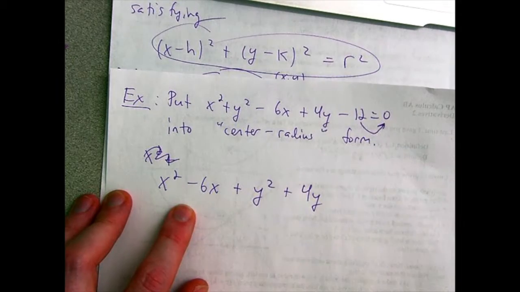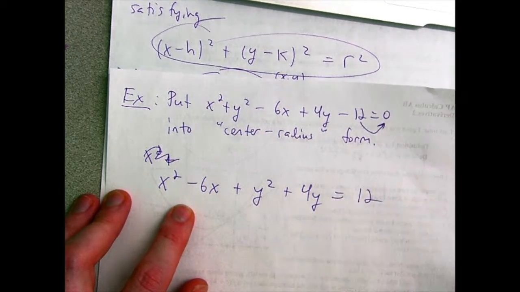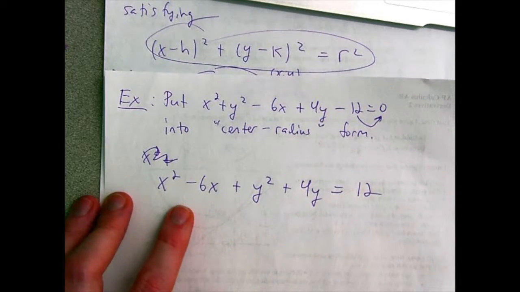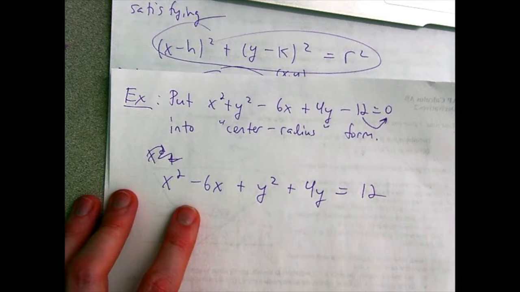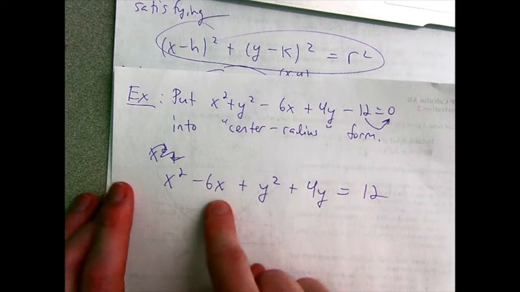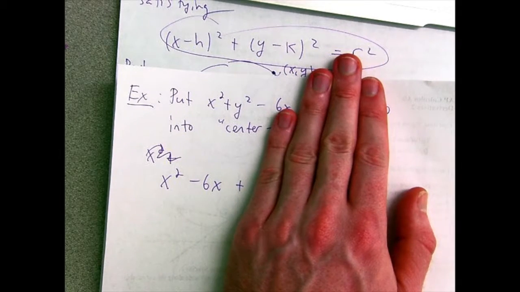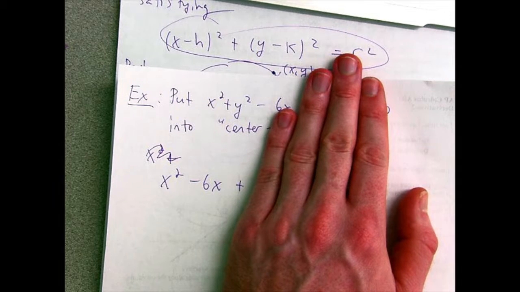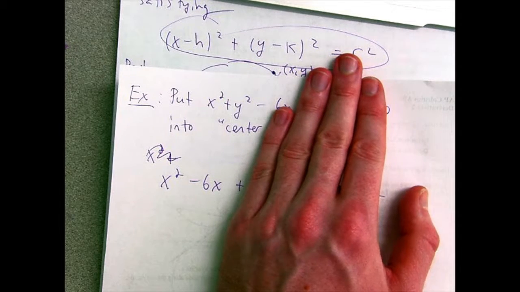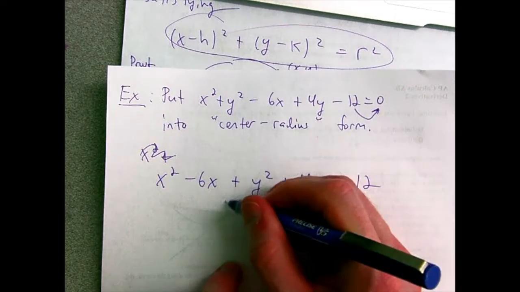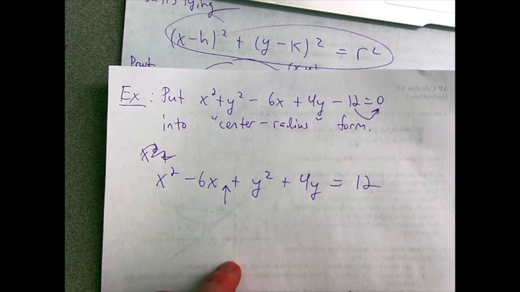So the first thing I'm going to do is rearrange the terms so that the x terms are next to each other. So x squared and then minus 6x. I'll put the x terms next to each other, and I'll put the y terms next to each other, y squared plus 4y. And I think I'm going to bring the constant term over to the right-hand side, so adding 12 to both sides.